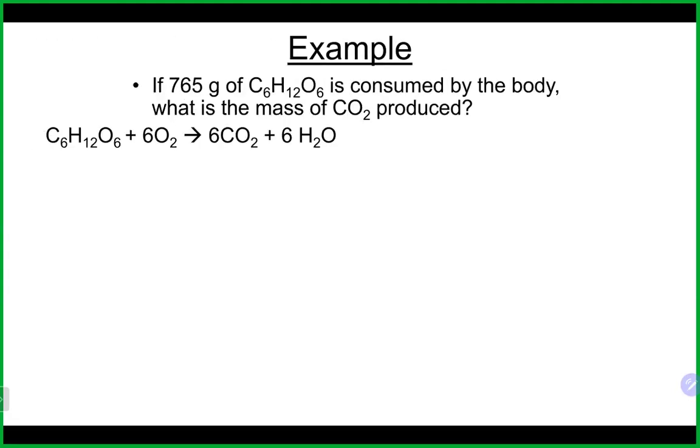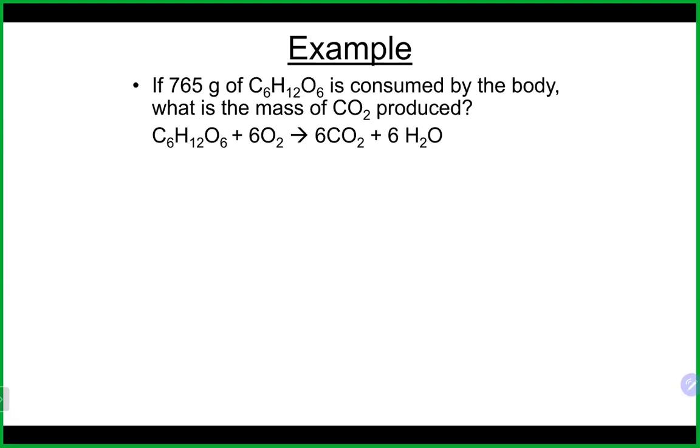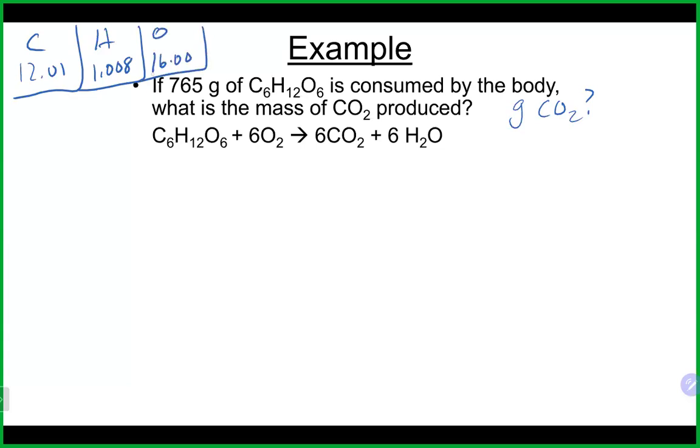So hopefully you're starting to see again a pattern of the steps you should follow in these type of problems. Let's just try one more here to finish it out. If you started with 765 grams of C6H12O6 and it's consumed by the body, what is the mass of CO2? So we're really looking for grams of CO2 here. And I'm going to give you some information that might be helpful: 12.01 from the periodic table for carbon, hydrogen 1.008, and oxygen 16. So see what you come up with.